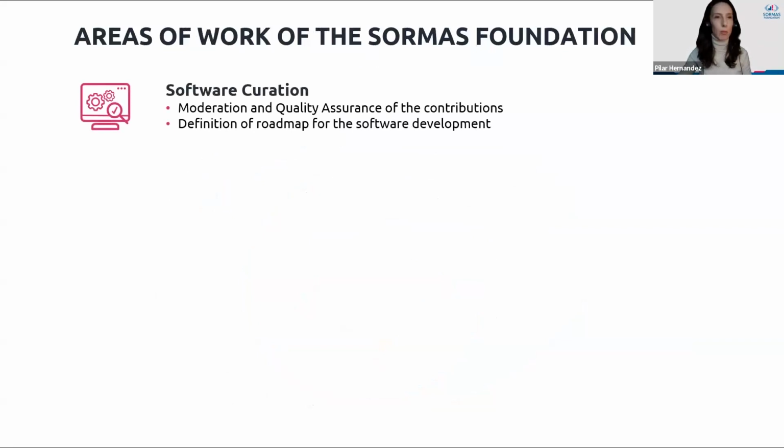The areas of work of the SORMAS Foundation are 4. The first one is software curation. Here we make sure that the contributions from the different countries are not done in parallel. We don't want to have countries working on the same development at the same time and making efforts in parallel. We try to join efforts and make sure that there is some coordination. We do this coordination based on the requests and the developments of the community. We make sure that there is a roadmap for development.